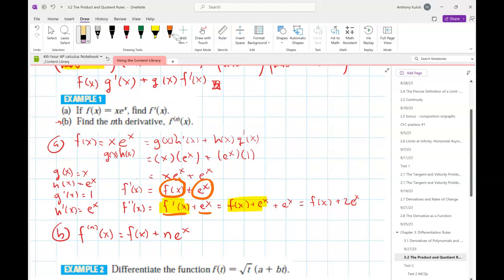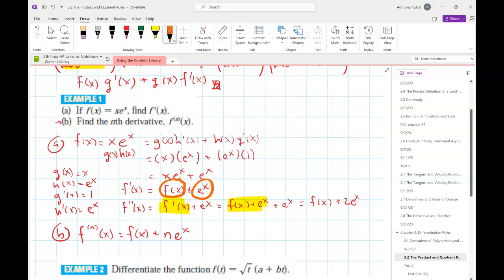Yeah, what's the first derivative again? That was f of x plus e to the x. So I have this e to the x, and that is f prime of x. Wait, I'm still not understanding that. Where did you get the first e to the x from? The one where it says f prime x plus e to the x, where'd you get that e to the x from? So the second derivative is the derivative of the first derivative, right?